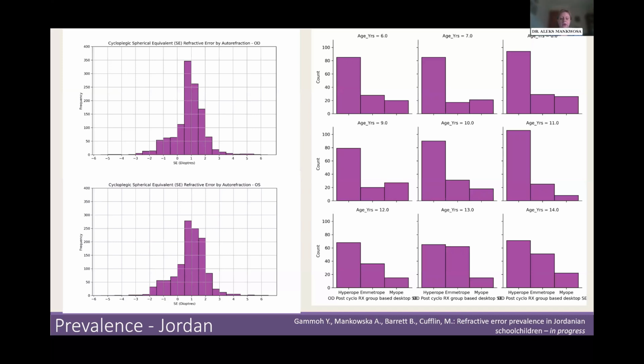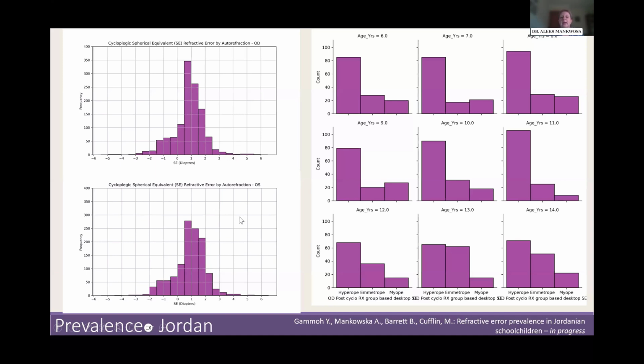Over 1,200 children were sampled between the ages of 6 and 14. We are still working on the data, but we can share a first look at some of the prevalence data with you this evening. And again, looking at some of the previous studies that have come out, we can see that overall, the general distribution, so this is, if we look at the graph that appears on the left-hand side, the top graph is spherical equivalent for the right eye, and the bottom graph spherical equivalent for the left eye.